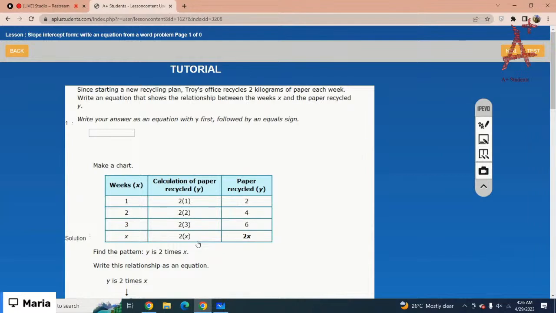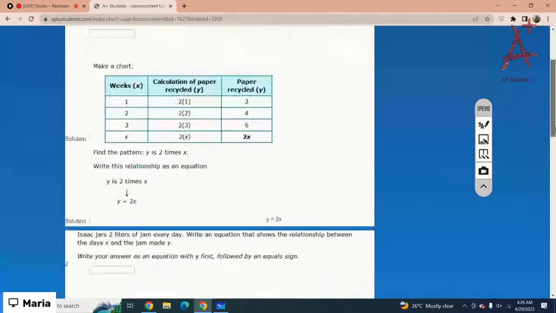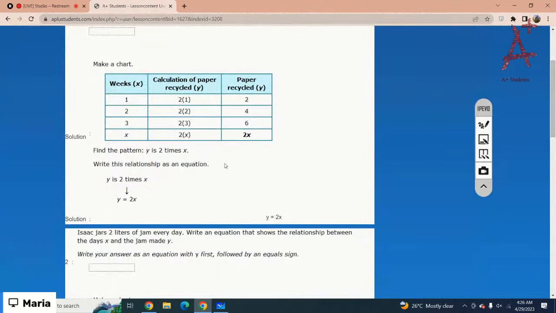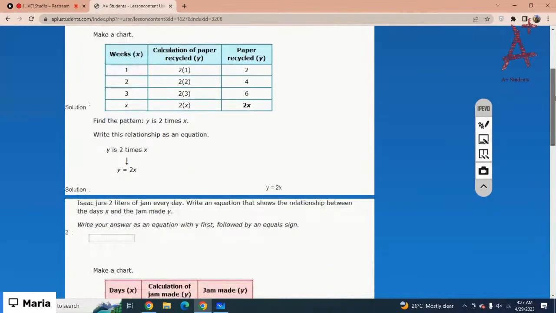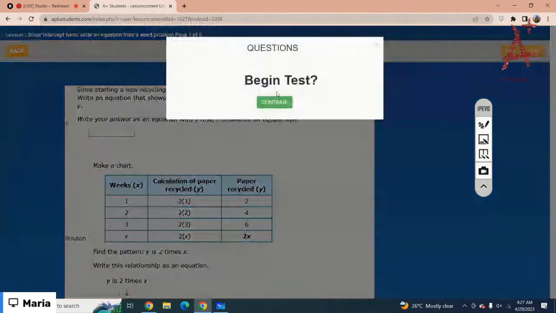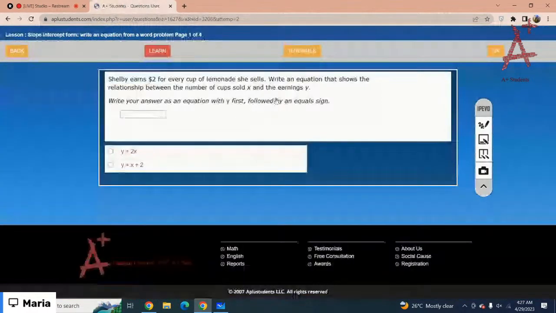So you have the table now. Just use this table, find the slope and find the equation. So you can see weeks is 1, 2, 3. The values are 2, 4 and 6. That means they are the multiples of x. So it would be y equals 2x. So the equation is y equals 2x. Let's just start with the test questions.